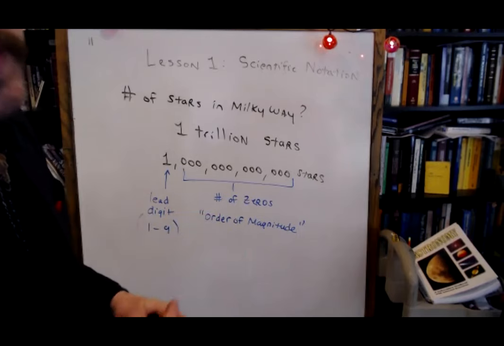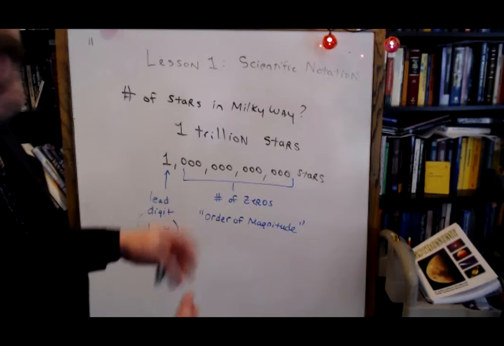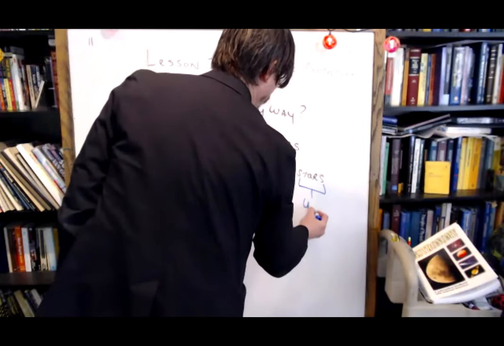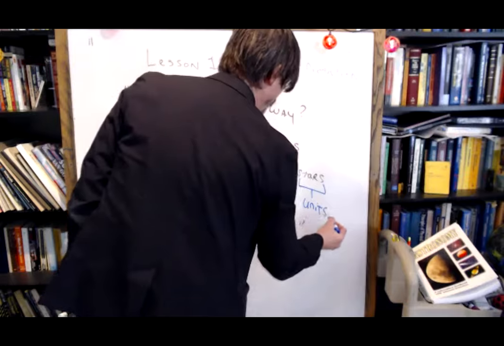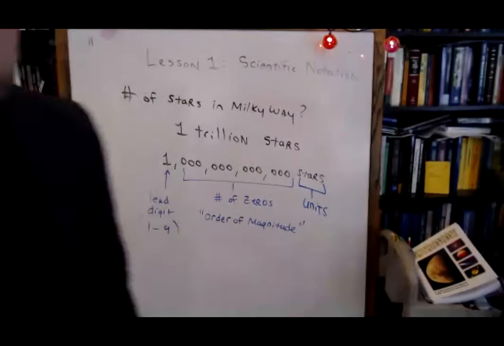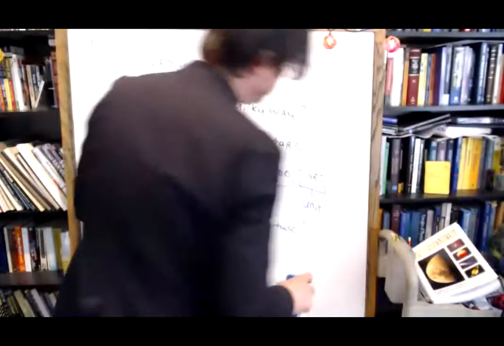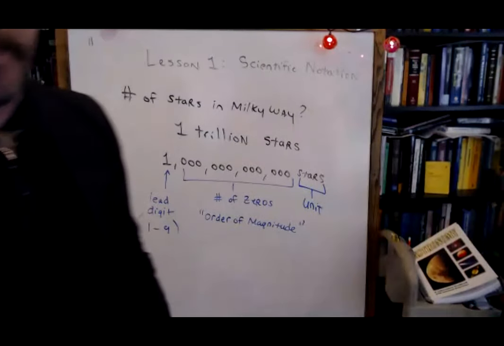Is it of order 1,000? Is it of order million, billion, trillion? Lastly, but not leastly, we have the little tag called the units. And the unit tells us, I guess here it's just a single unit. The unit tells us what we are measuring.